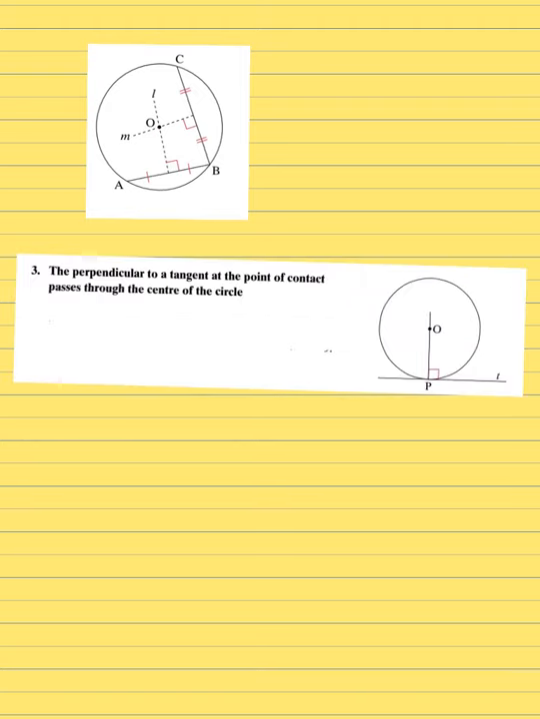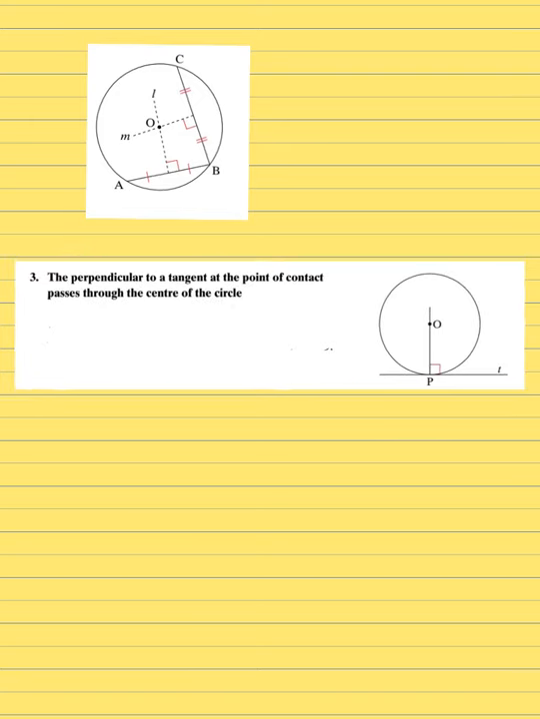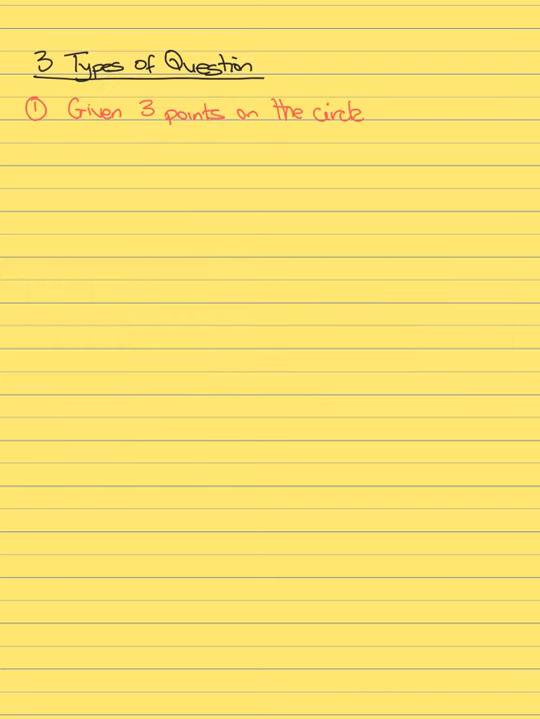And in the third result, we see that the perpendicular to a tangent, so if we have a tangent here and we have a perpendicular line drawn to the tangent, then that line goes through the centre of the circle. So of course it's a tangent at the point of contact, and that goes through the centre of the circle.